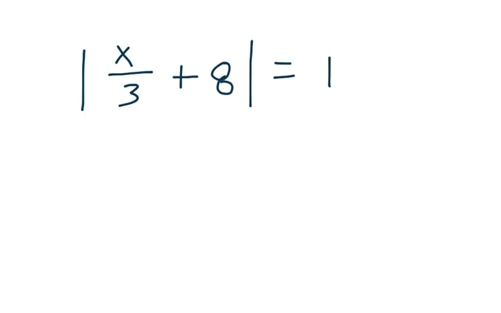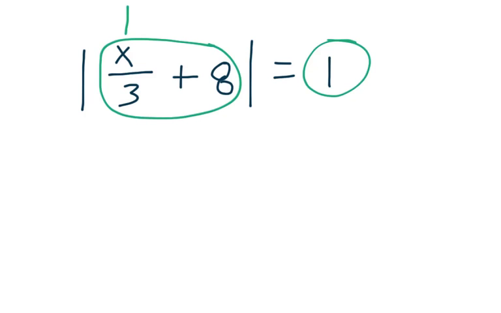Okay, let's just do one more problem, just slightly different. So this time, notice that the absolute value equals 1. So I know whatever's inside logically is going to be either 1, of course, or negative 1, because the absolute value of negative 1 is also 1. So let's set up our two equations.